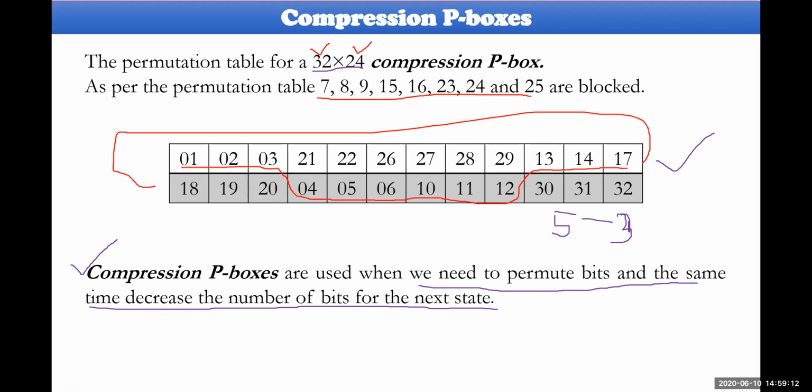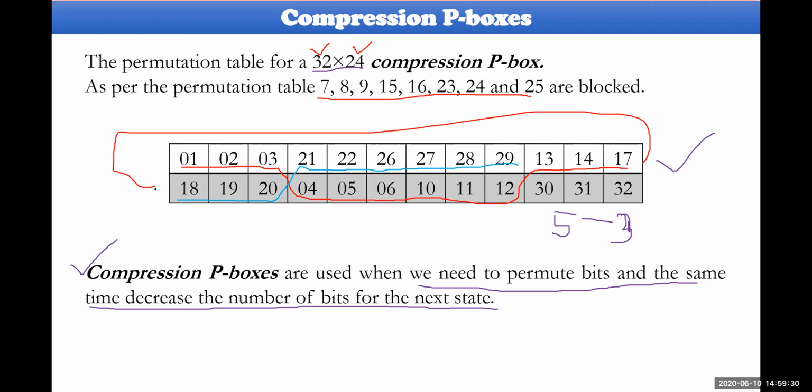So let me take another color. You can understand it very easily. So 18, 19, 20, and it goes to the first row. 21, 22, 23, 24, and 25 are blocked. 26, 27, 28, 29 have been taken into consideration here.